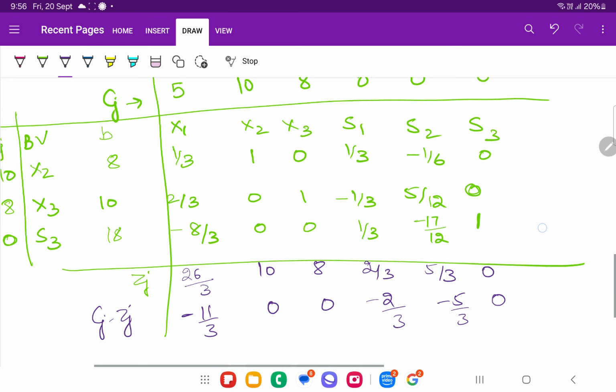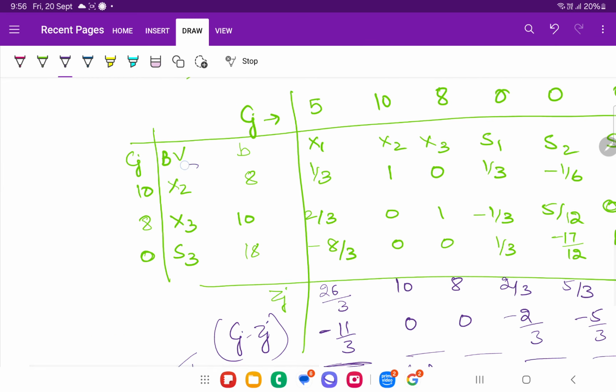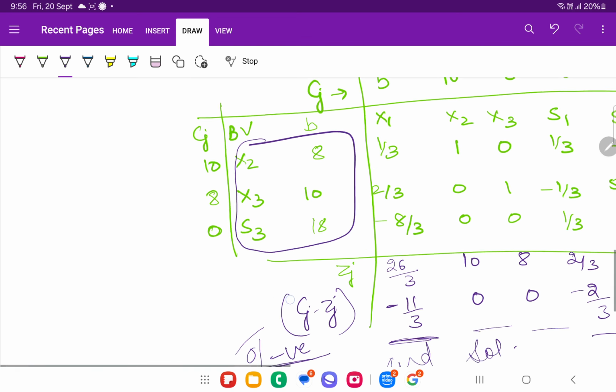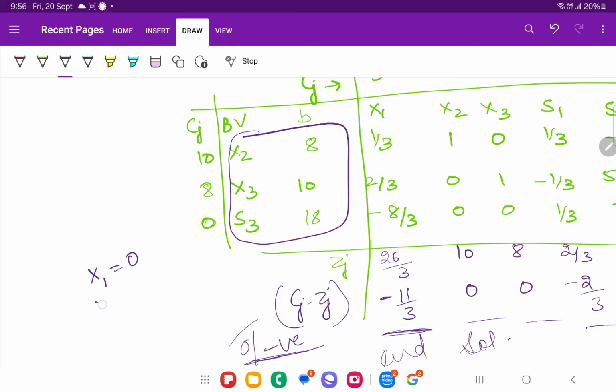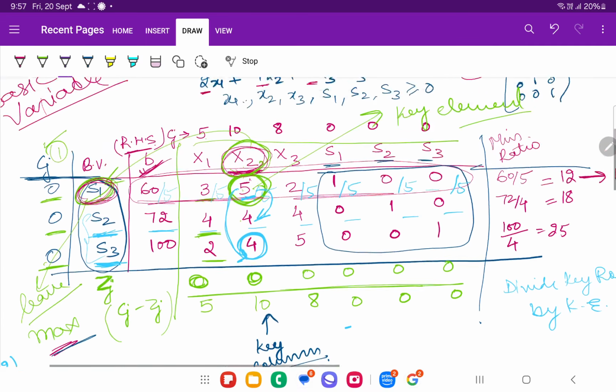Now you can see here that all the Cj minus Zj values are coming out to be either 0 or negative. This is negative, this is 0, 0, negative, negative, 0. So that means this is the end and we have got our solution. What is my solution? That is x1 is 0, x2 is 8, x3 is 10, and when I substitute these values in my objective function, I will get z as 160. So this is the answer to the question, and this is how we solve the simplex method.